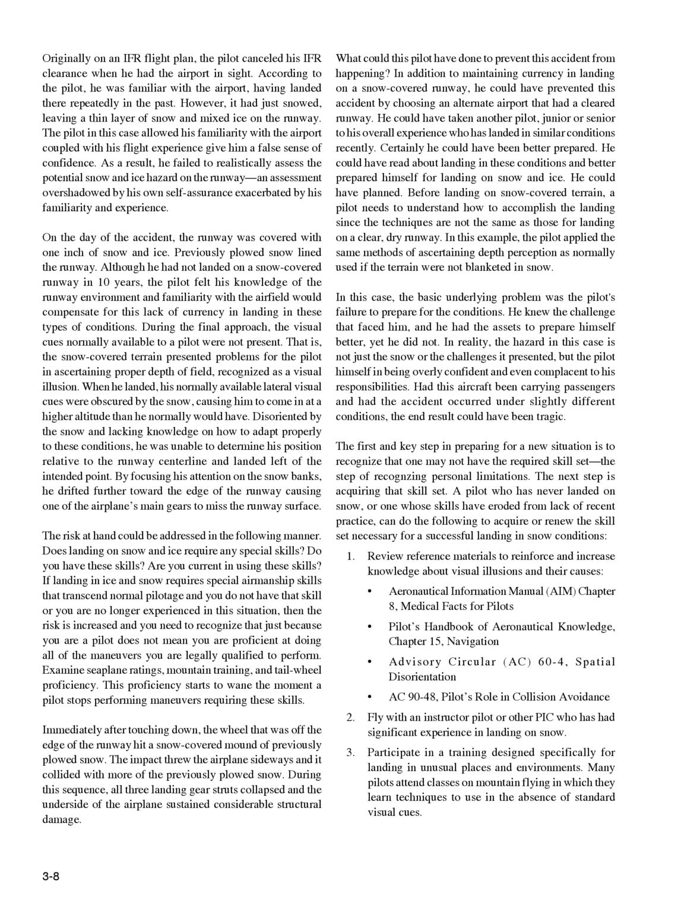During the final approach, the visual cues normally available to a pilot were not present. That is, the snow-covered terrain presented problems for the pilot in ascertaining proper depth of field, recognized as a visual illusion. When he landed, his normally available lateral visual cues were obscured by the snow, causing him to come in at a higher altitude than he normally would have. Disoriented by the snow and lacking knowledge on how to adapt properly to these conditions, he was unable to determine his position relative to the runway center line and landed left of the intended point. By focusing his attention on the snowbanks, he drifted further toward the edge of the runway, causing one of the airplane's main gears to miss the runway surface.